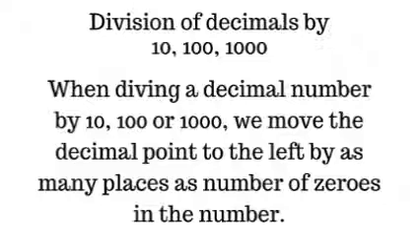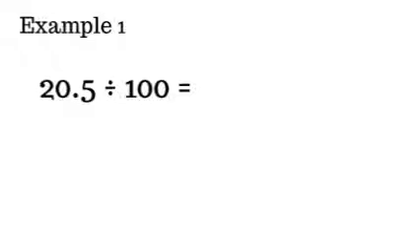When dividing a decimal number by 10, 100 or 1000, we move the decimal point to the left by as many places as the number of zeros in the number. Example 1.